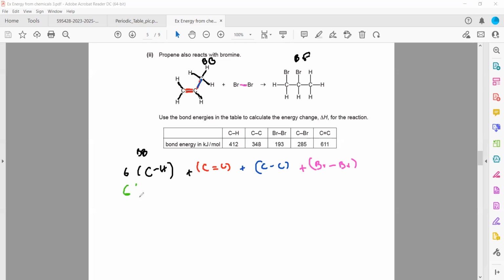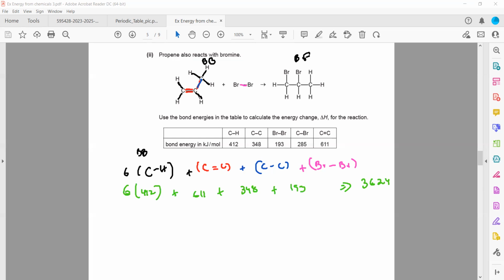So this will be 6 multiplied by the carbon-hydrogen bond energy, 412, plus the carbon-carbon double bond, 611, plus the carbon-carbon single bond, 348, then the bromine-bromine single bond, 193. So we'll just add them to get the bond breaking energy, which will be 3624. That's the bond breaking energy.